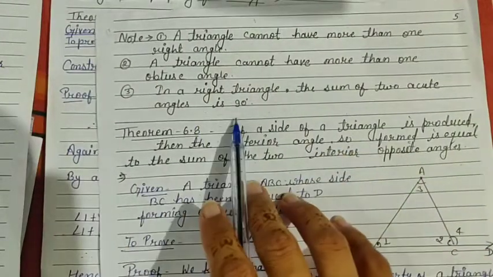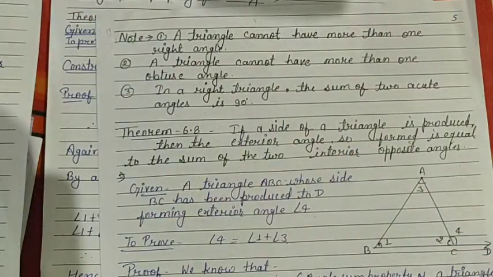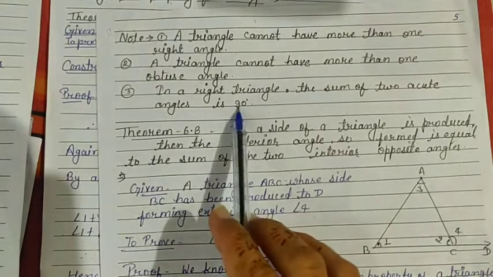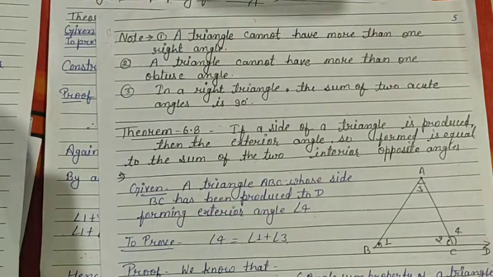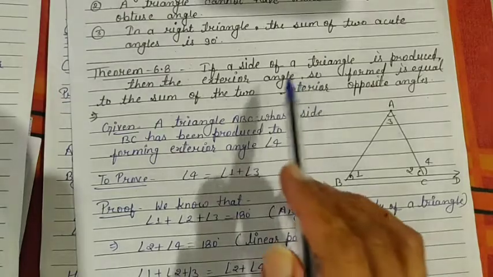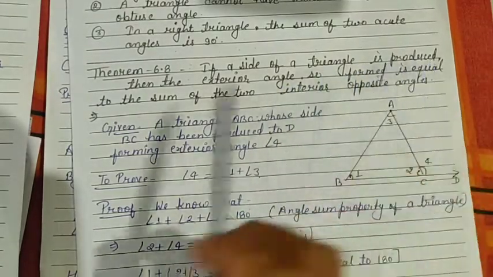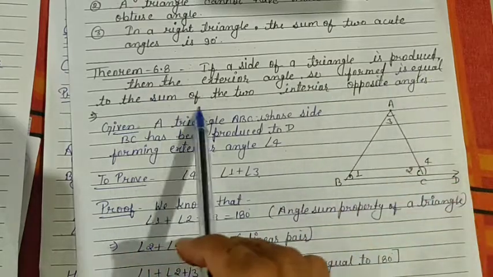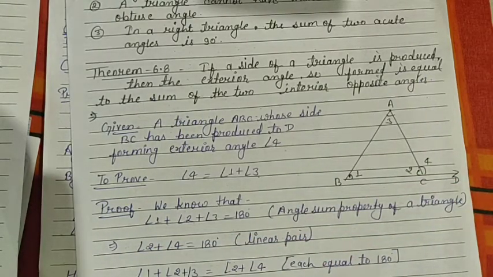In a right triangle, the sum of two acute angles is 90 degrees, because in a right triangle one angle will be equal to 90 degrees, and the sum of the two remaining angles will always equal 90 degrees, because the sum of the interior angles of a triangle is 180 degrees. Now our next theorem. If a side of a triangle is produced, then the exterior angle so formed is equal to the sum of two interior opposite angles.